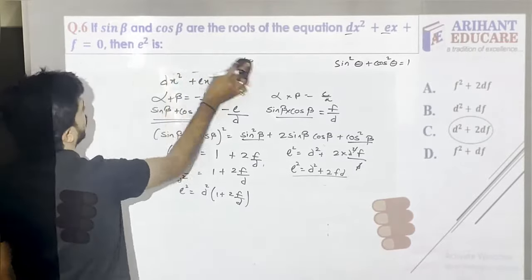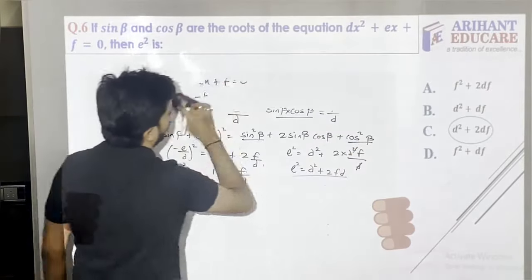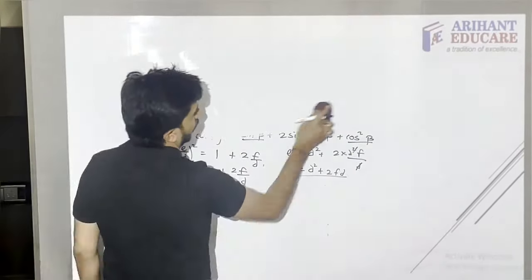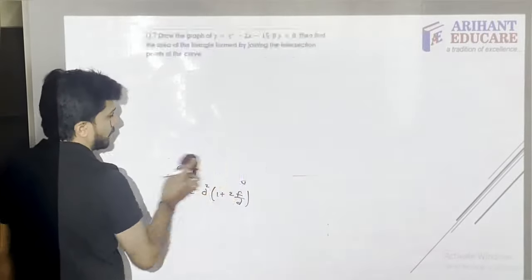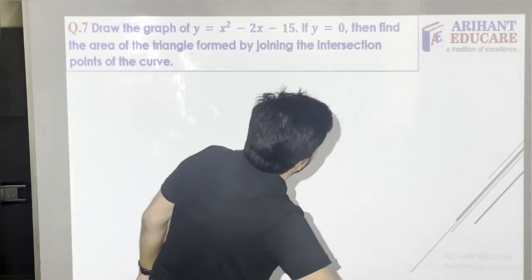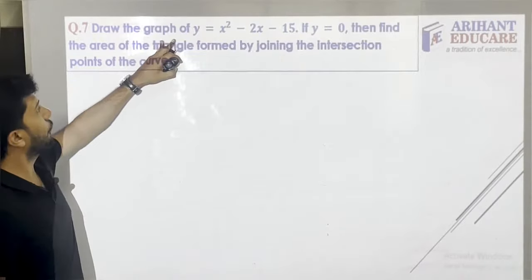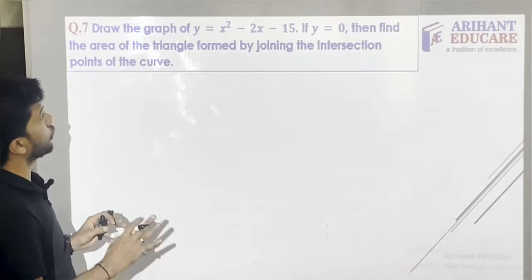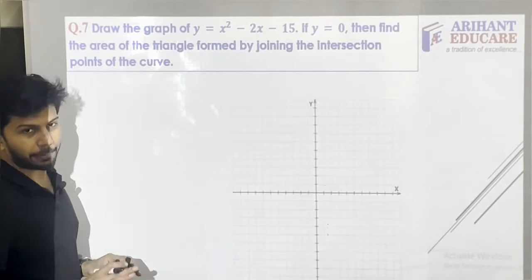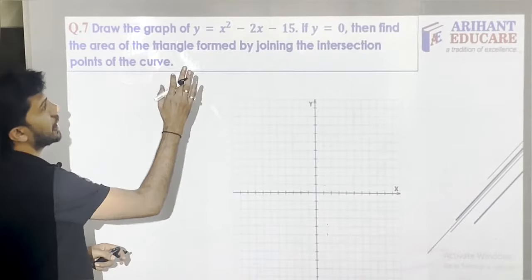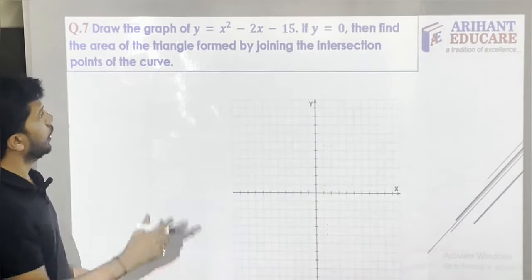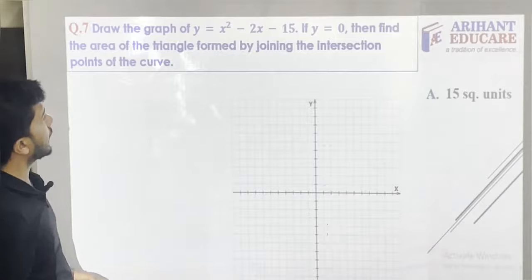Moving to the last question of the video. We do only 7 MCQs, and you already know the reason why we are taking only 7 MCQs again and again. So let's take it further. Draw the graph of y equals to. So we need to create a graph over here. Let me use my graph sheet as well. If y is 0, then find the area of the triangle formed.